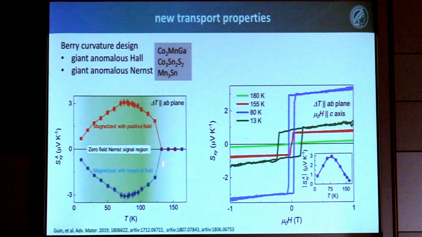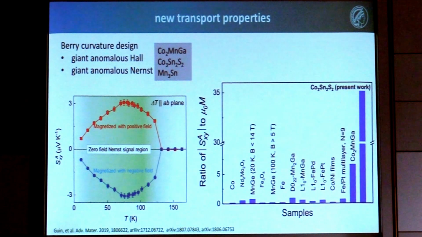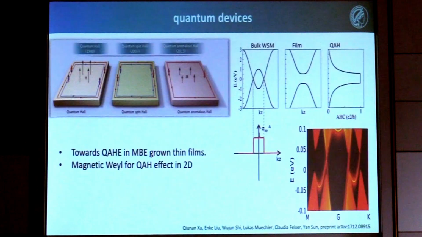And then you can measure the Nernst effect, and again the Nernst effect is much larger in this compound than you would expect because of the Berry phase. It's again the same observation as in cobalt-2 manganese gallium and manganese tin. You see the strong enhancement of the Nernst effect. Here it's even larger, the ratio to the magnetization, than in any other compound.